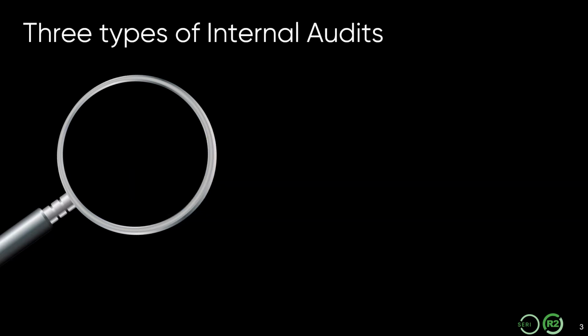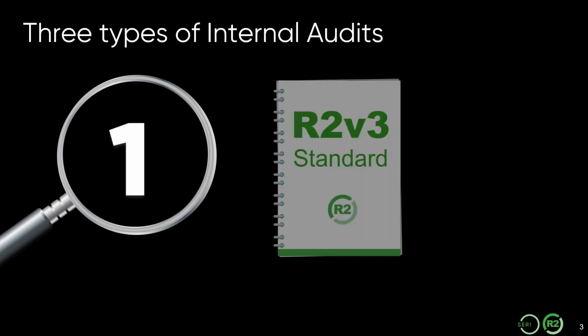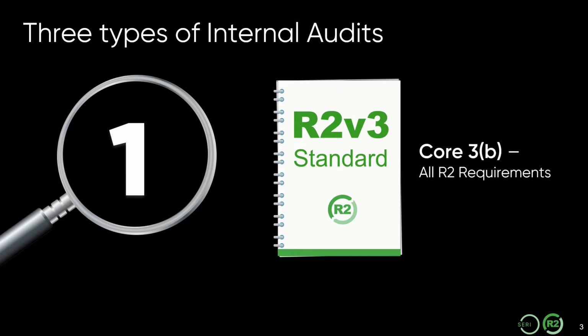There are three types of internal audits required in the R2 standard. The first is a comprehensive audit of conformance with all the R2 core requirements and any of the applicable process requirements included in the scope of the facility's operations. This R2 audit is covered under Core Requirement 3B and must be conducted at least on an annual basis.